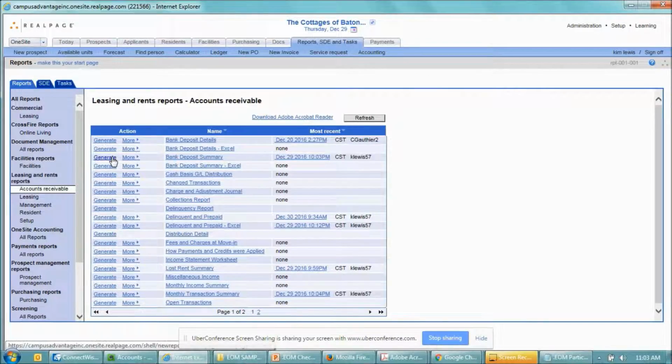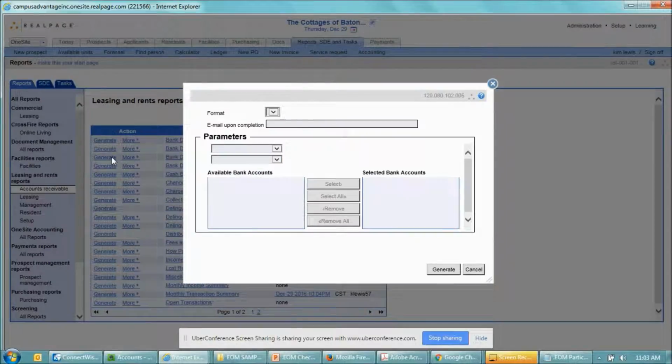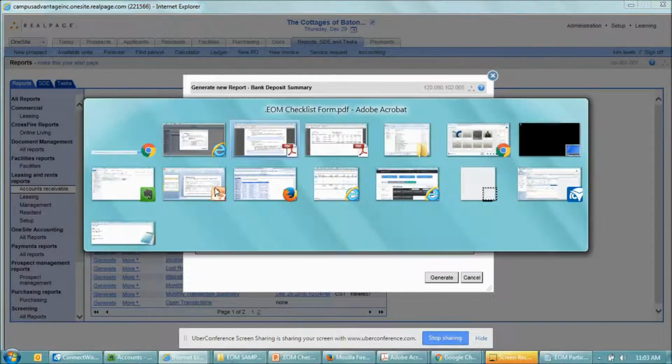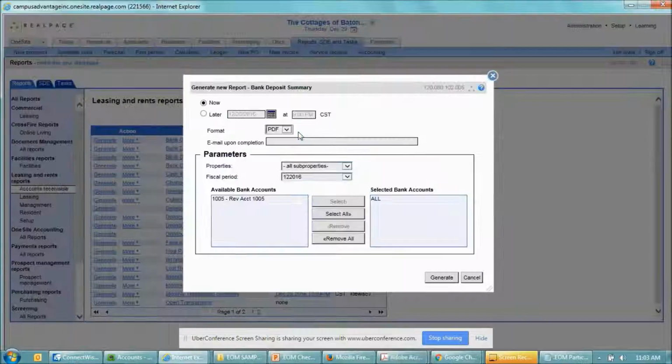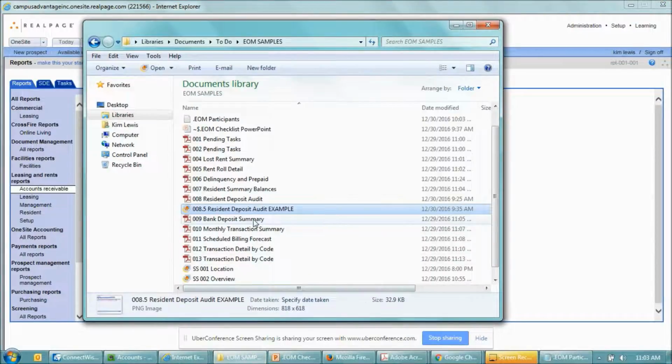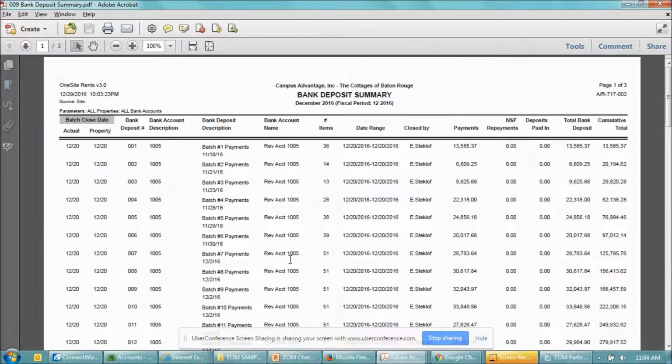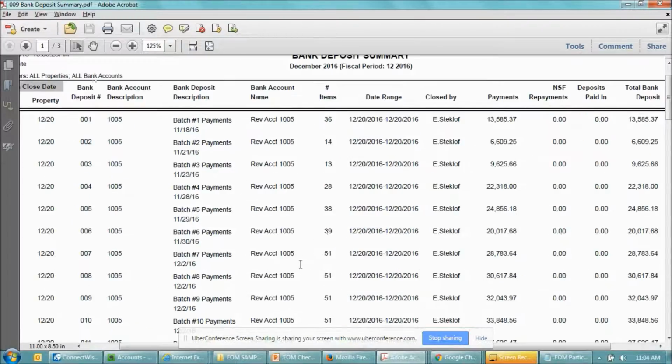For this one, we'll hit generate next to that report. What parameters do we need to use? We'll use the default parameters as the end of month checklist said. So we would just hit generate, and the report that would appear looks like this. So, wow, what am I looking at here? That's a lot of stuff.